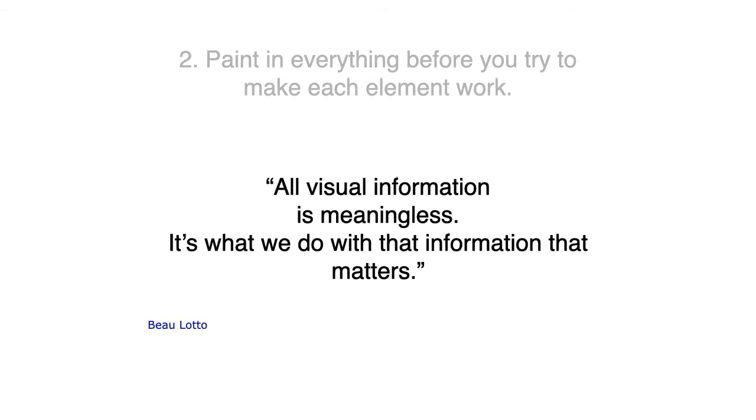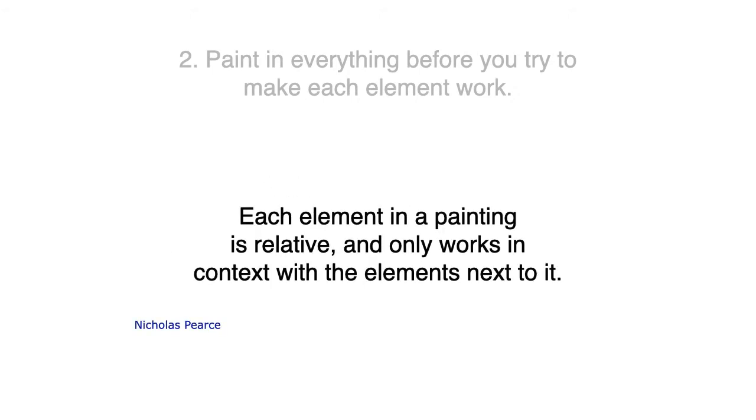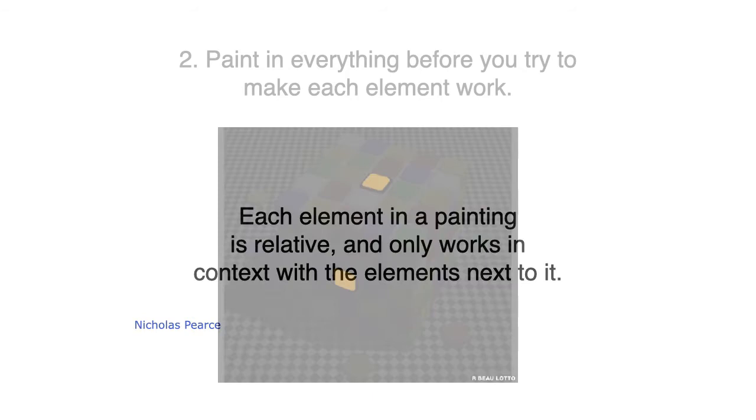Paint in everything before you try to make each element work. What does this mean? There's a magnificent vision researcher named Bo Lotto. He has all sorts of wonderful videos on YouTube. You should check him out. He says all visual information is meaningless. It's what we do with that information that matters. And of course, I like to throw my oar in here too. I say each element in the painting is relative, and it only works in context with the elements next to it. And I want to use an illustration that Bo Lotto did to show you that point.